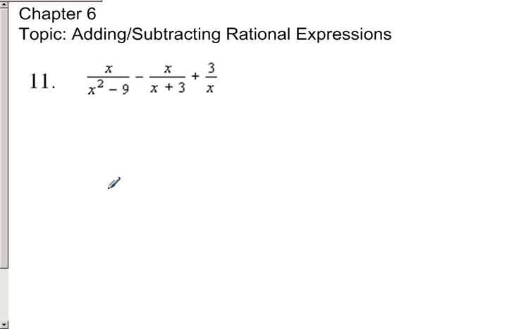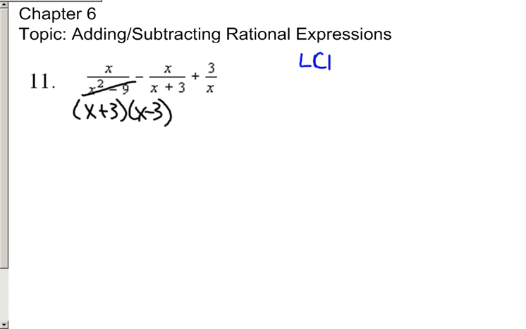Adding and subtracting rational expressions is generally the same as adding and subtracting fractions. So I have to have a least common denominator. First, I'm going to factor all of the denominators so that I can look at what factors they are. The x squared minus 9 factors into x plus 3 and x minus 3. So over here, I'm going to write my least common denominator.